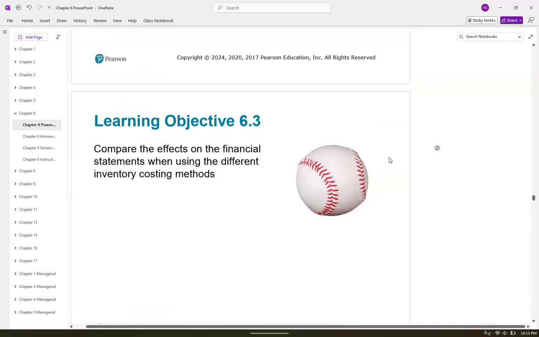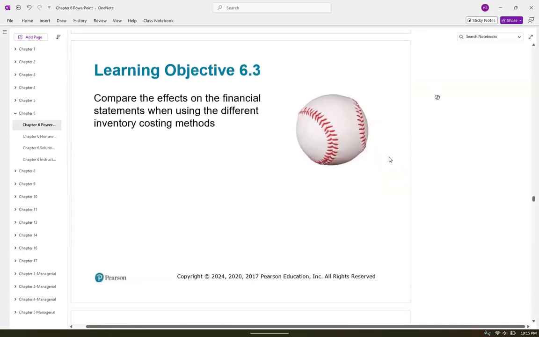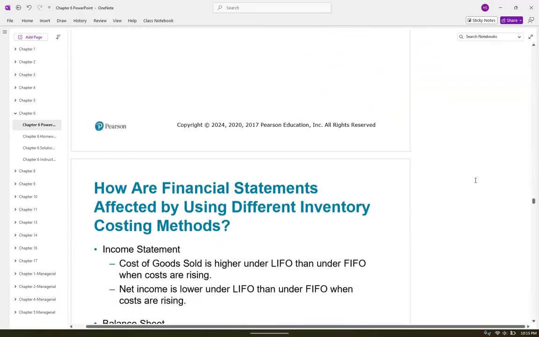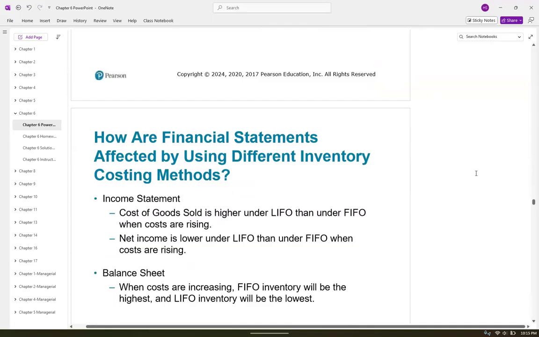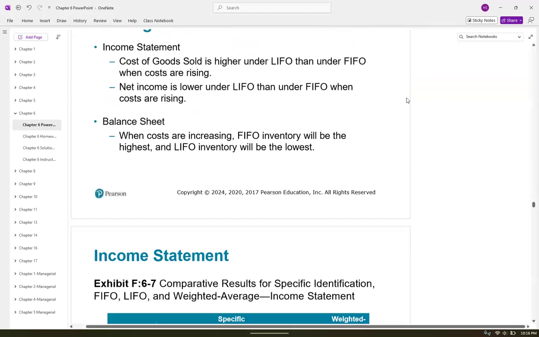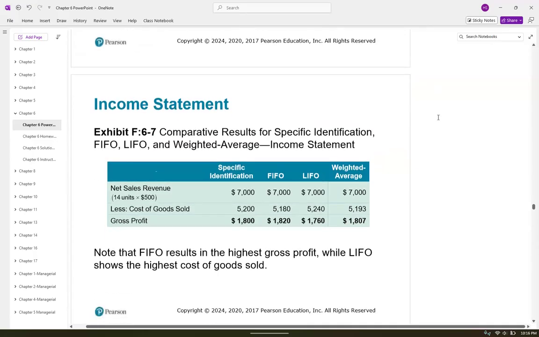So in this learning objective, we're going to compare and contrast these three methods to each other. How does this affect the income statement and the balance sheet? Because each method will have an impact on the financial statements. Before we have the words, I like to come down here. We calculated, now I didn't really do the specific identification, so I'm just going to block it out for right now.